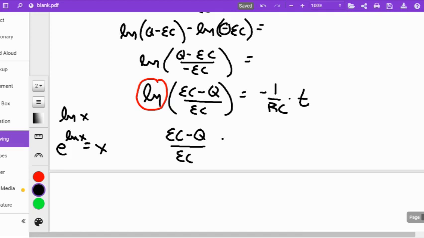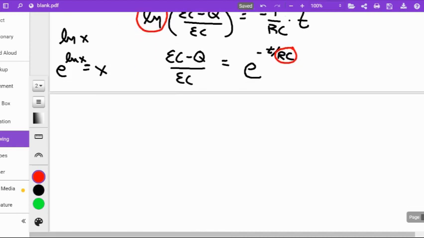But if I did that, then I also have to exponentiate the other side, and that exponential sticks around, right? And I end up with negative t over RC. Hey, look at that, you can see now where that negative RC came from. And so now we're really close to our final answers, our final functions.